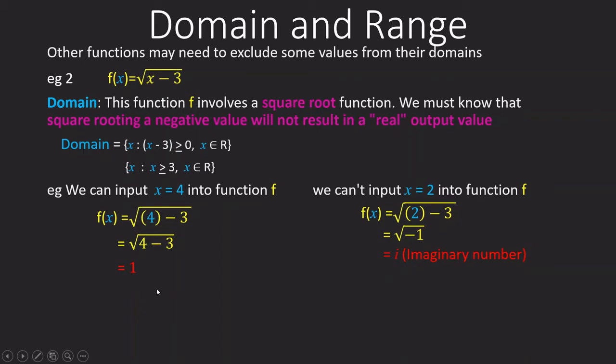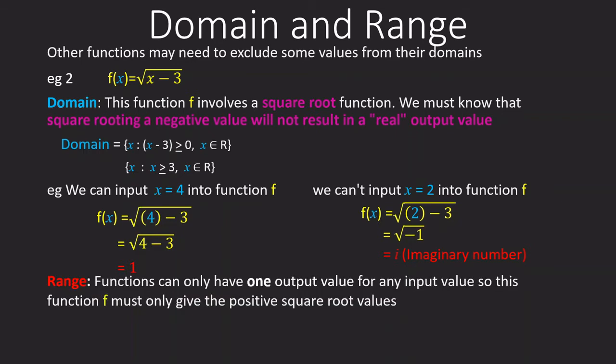As for the range, the output values will always be positive numbers. Since functions can only have one output value for any input value, we can't say that f of x is going to give us the positive or negative square root of x minus 3. We're only going to include the positive square root values. So here when I did the square root of 1, I didn't include positive and negative 1, only the positive answer. So I know that my range of values should always be positive, but there may be some more restrictions.